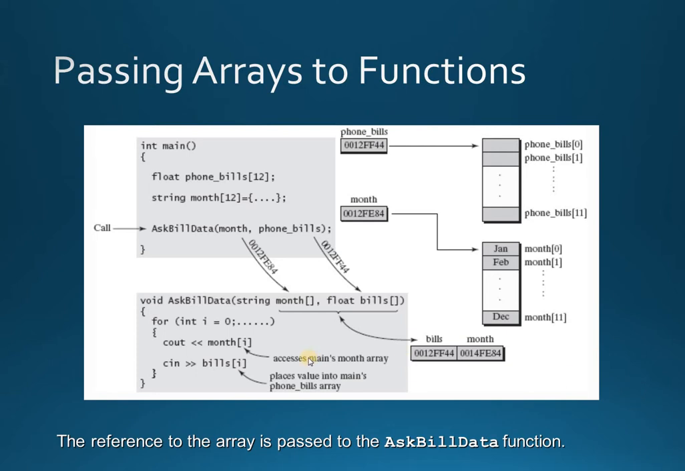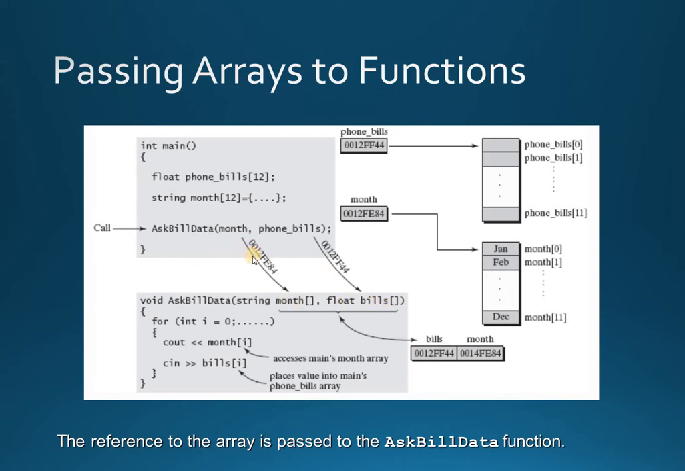Here's a picture of this process. Here we are in main. Here's our float phoneBills array, and we have a string month array, which has been initialized. We don't see that because we don't have the room to put it. And we are going to call this askBillData function. Well, let's look at the function. askBillData(string month[], float bills[]), because month is a string array of 12 months, and bills is a float array.